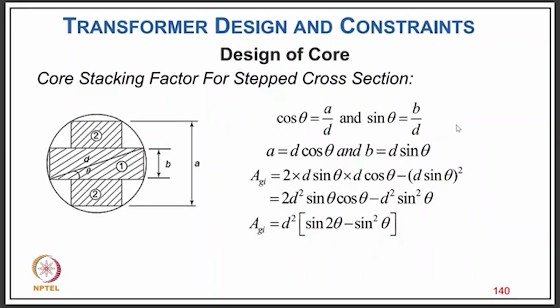So now we can calculate this, if we define the angle theta as shown in the figure, cos theta is A upon D, sin theta is B upon D, and A equal to D cos theta and B equal to D sin theta. AGI becomes 2 D sin theta into D cos theta minus D sin theta squared, and that becomes 2 D square sin theta cos theta minus D square sin square theta. Since 2 sin theta cos theta is sin 2 theta, AGI equal to D square in brackets sin 2 theta minus sin square theta.